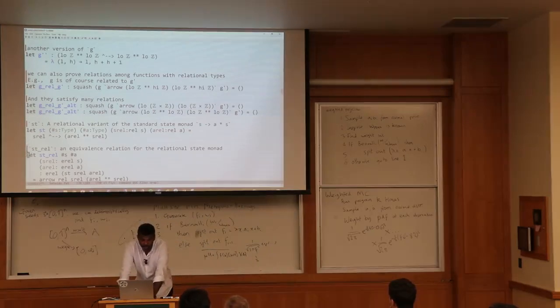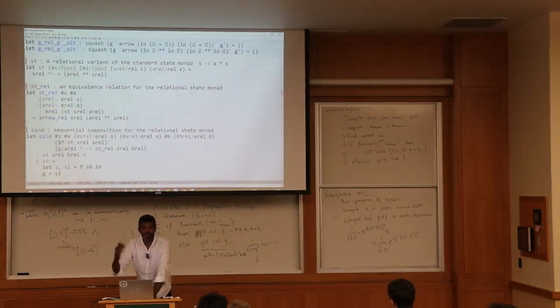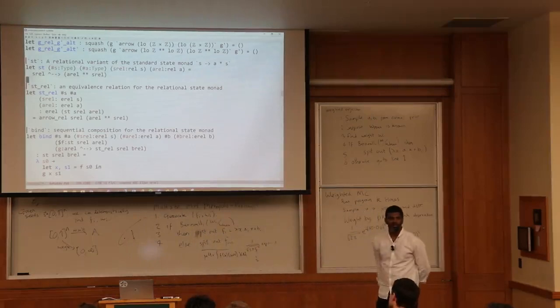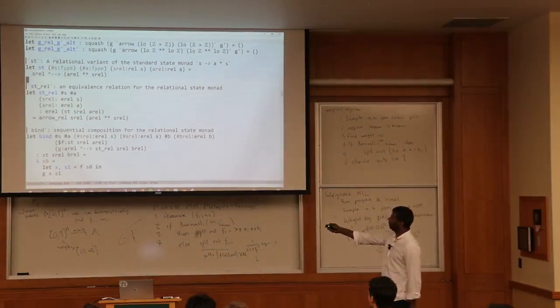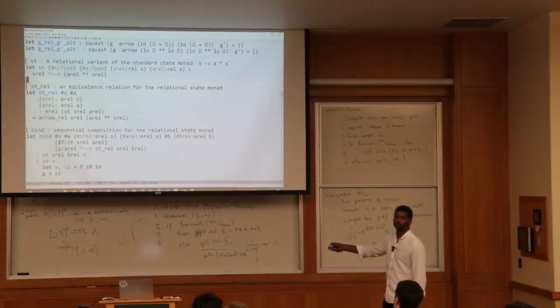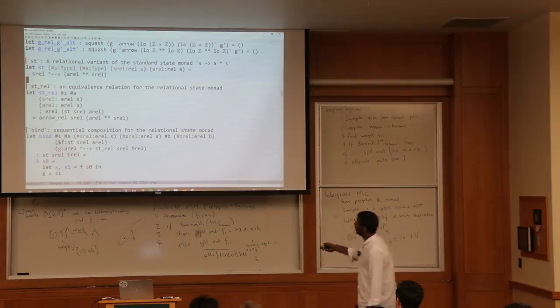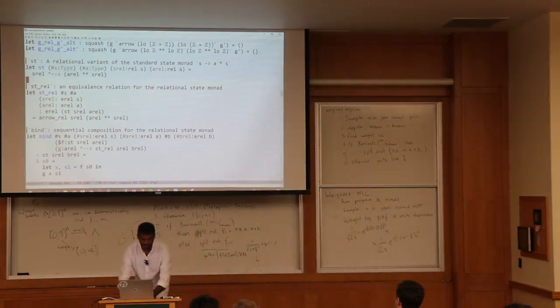So now I'm going to start going up the stack. Let's say I want to do a state monad. I can do a relational state monad where the state monad is typically S arrow A cross S. But remember, wherever I write types, I'm going to write relations instead. So the state monad is now a relation on S's to a relation on A cross S. And it's a relational arrow. Okay? And the relation on the state monad is just the arrow relation on its arguments and its results. And I can define bind and return and everything relationally.